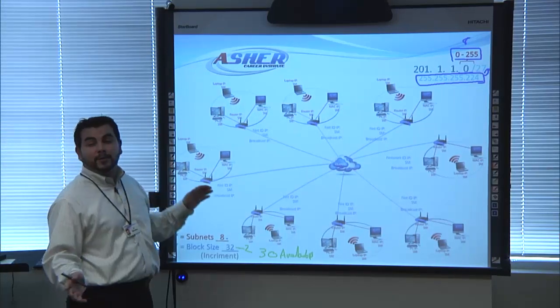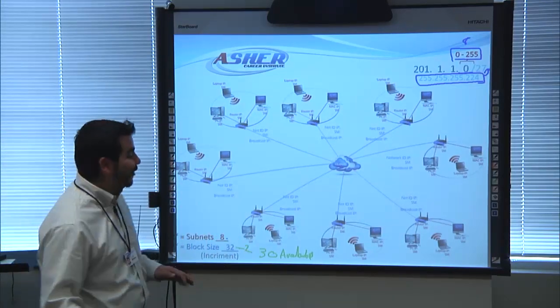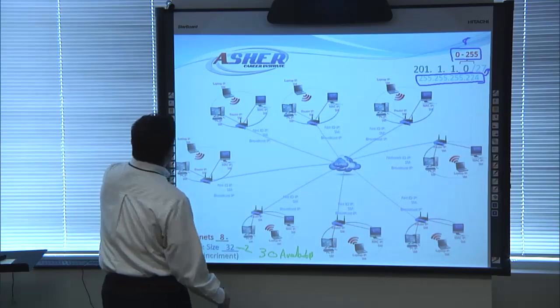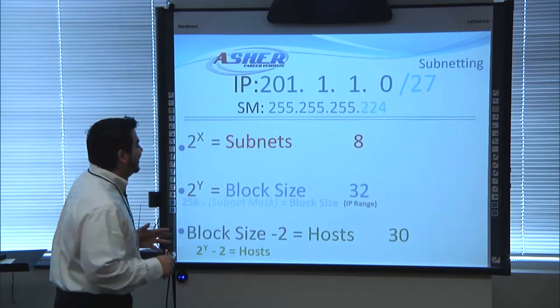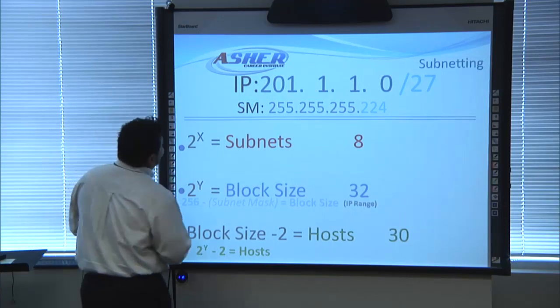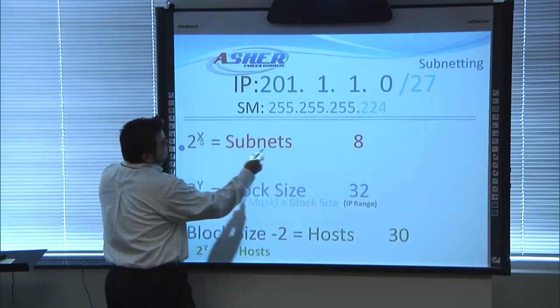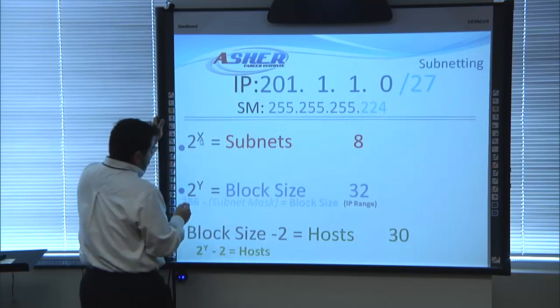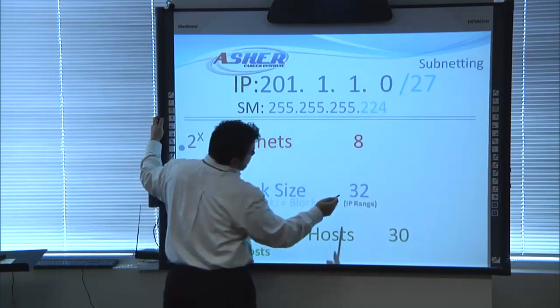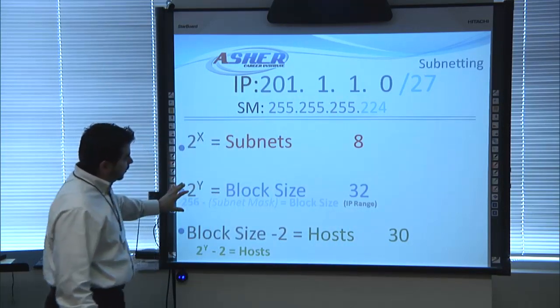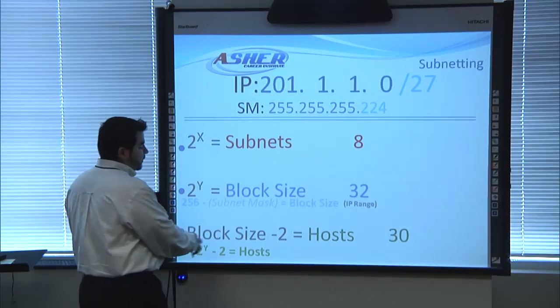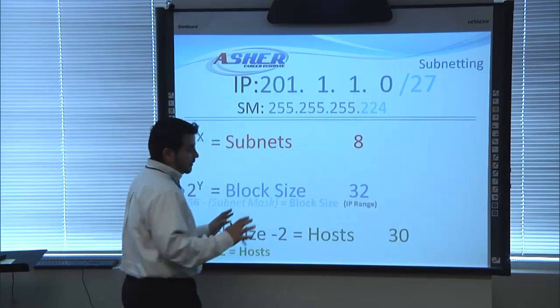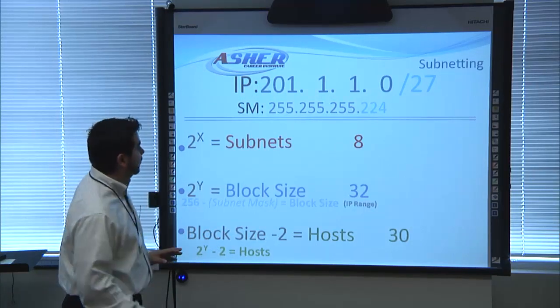Now, luckily, this is being recorded, because I know it's a lot of information to take in 1 hour. But here's more. So, 2 to the power of x gave me 8 subnets, right? And then 2 to the power of y gave me 32 range in each subnet. Now, my block size minus 2 gave me my total hosts. That's how many computers I can have in that network.